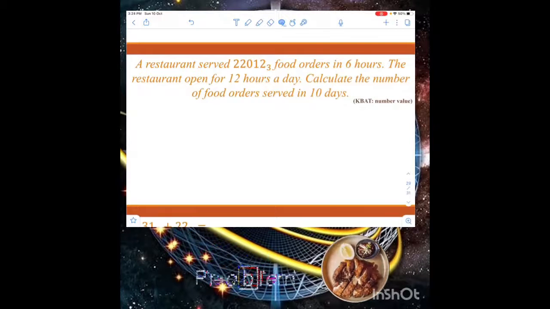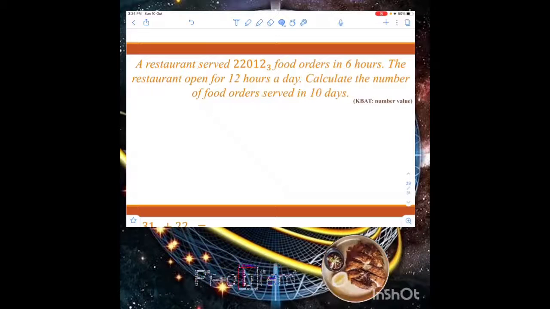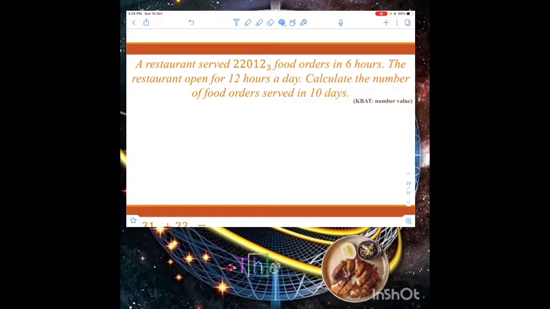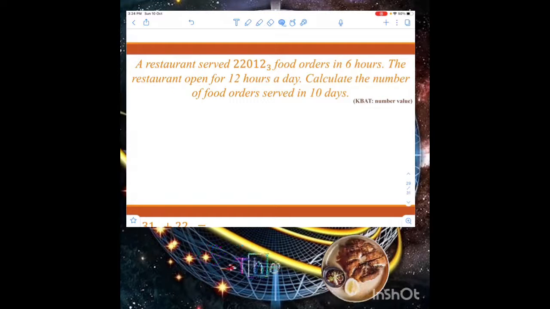A restaurant served 22012 base 3 food orders in 6 hours. The restaurant opened for 12 hours a day. So that is the amount of food that has been served in half a day only. Calculate the number of food orders served in 10 days. First of all, before we can find how much food has been served in 10 days, we need to know how much food has been served in 1 day.